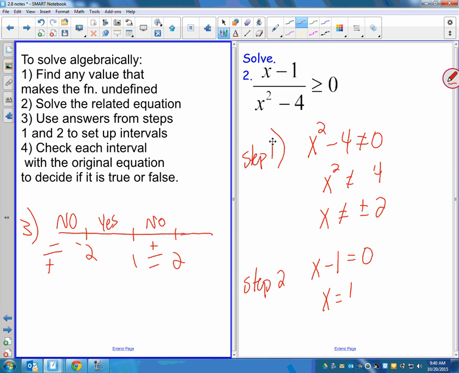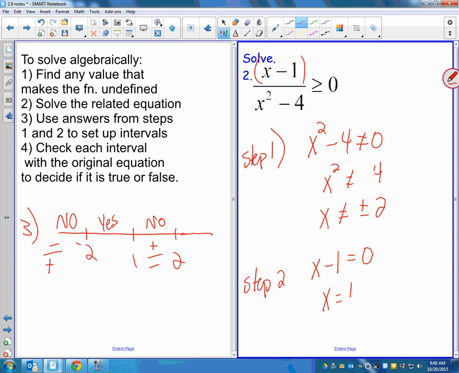If you're typing this in your calculator, my advice is do the top and the bottom, or if you're typing it in all at once, you have to make sure that you put parentheses around the numerator and the denominator. And then if I pick a number bigger than 2, I think that's going to work, right? Because I'm going to get a positive over a positive.